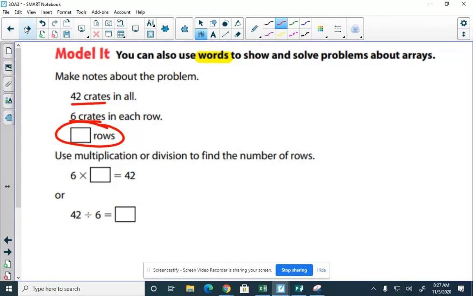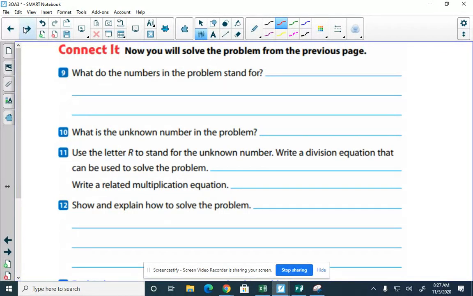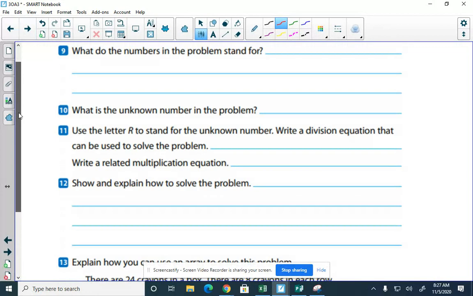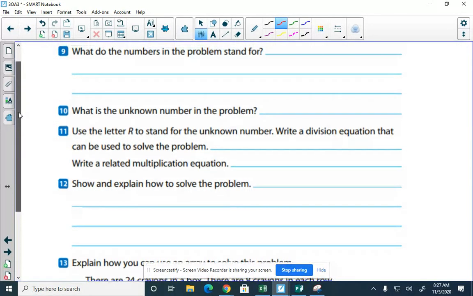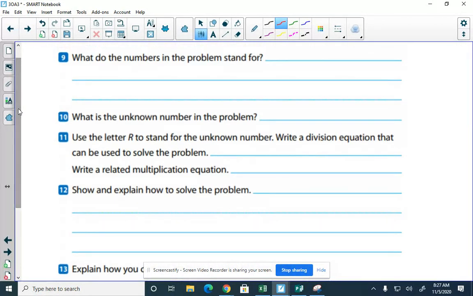We can look at using multiplication or division to find the number of rows. We can ask ourselves 6 times what equals 42? Or 42 crates put into 6 in each row will give us how many rows? So we're going to do this again, break it down and look at each piece of the puzzle. I like word problems, math word problems. That's exactly what they are, puzzle pieces.